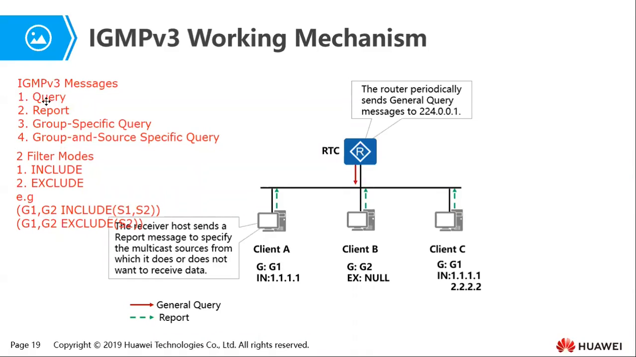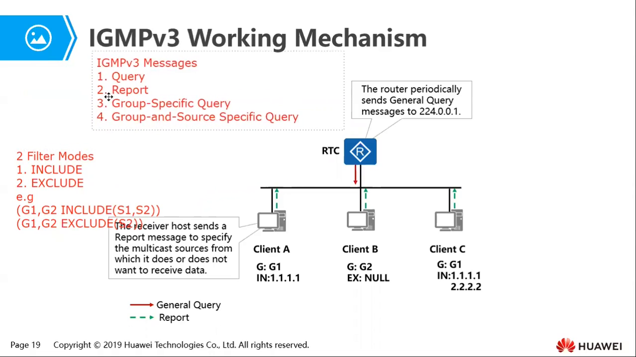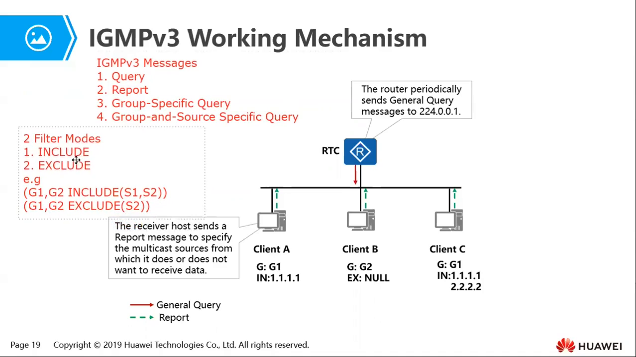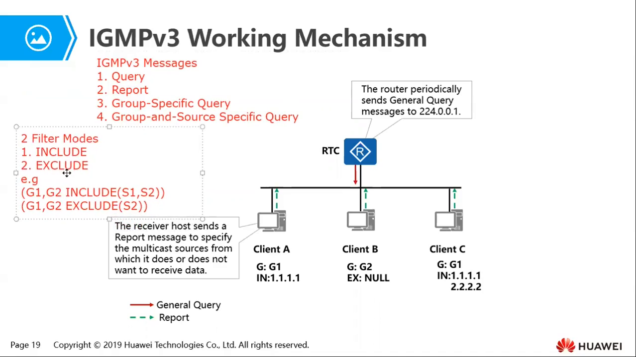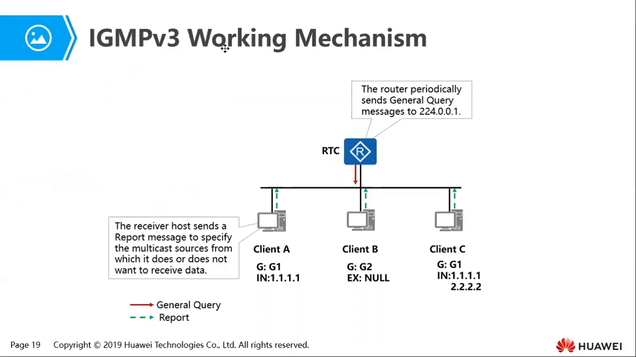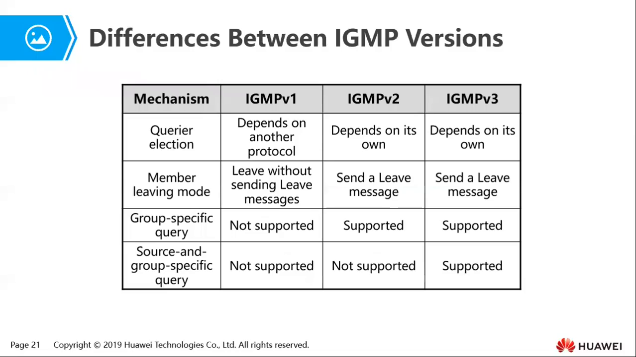Okay, so let's remember the 4 types of messages that are supported in IGMP version 3, and also the filters, the include and the exclude filter. Okay, so now, differences between the versions. Let me give you a minute to go through that. They're just the things that we've said.